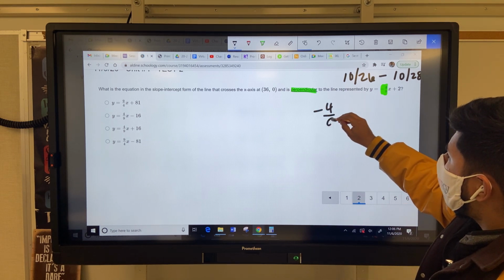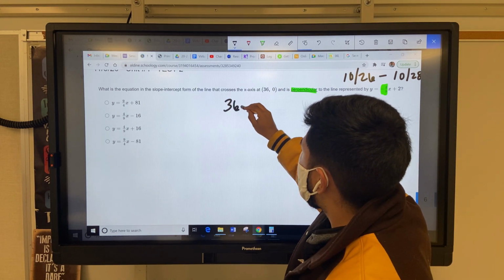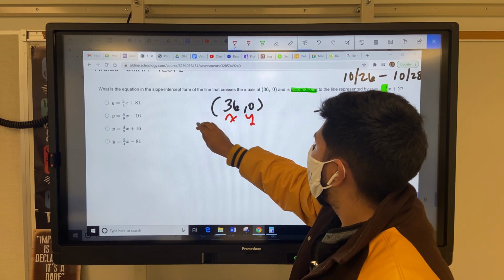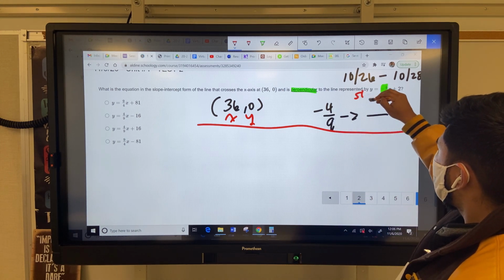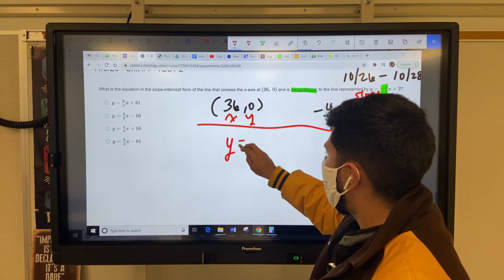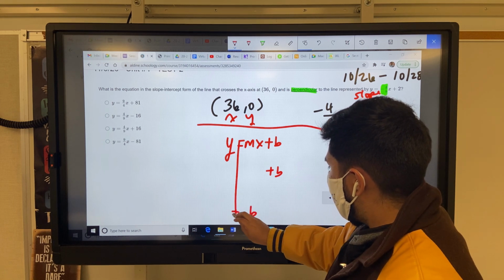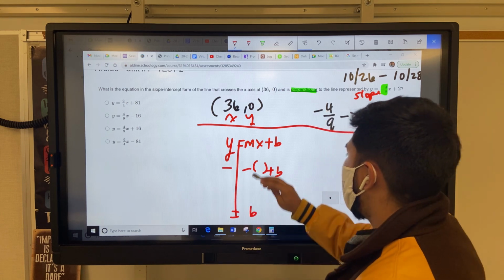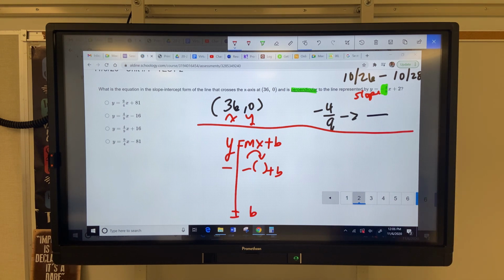Take that -4/9 slope. I got to do something to it. Got the x-axis at 36, 0. Label it. Using this information, this is my slope. I can do the y equals mx plus b. Don't forget that we're solving for b all the way till we get b equals. We're just putting it blank, blank, blank, doing a little blank, doing a little blank. Pretty straightforward, ladies and gentlemen.